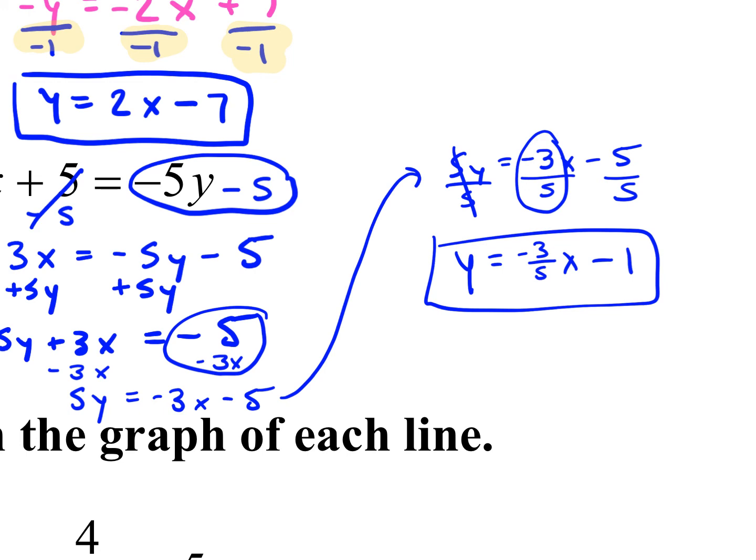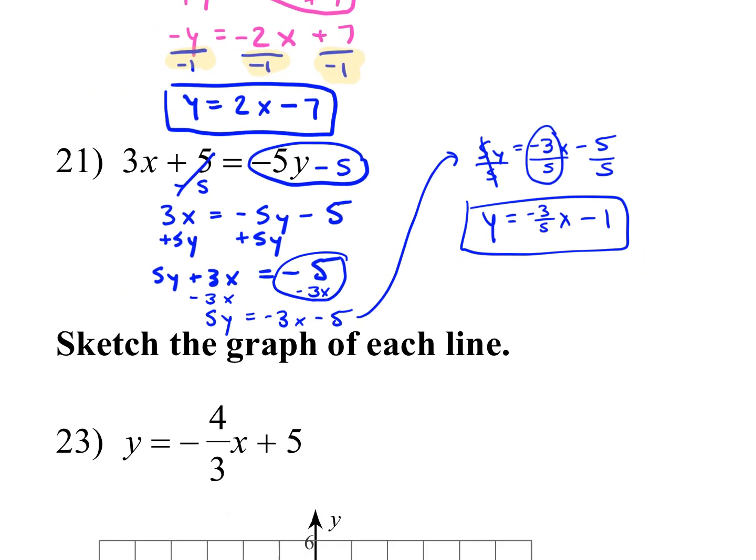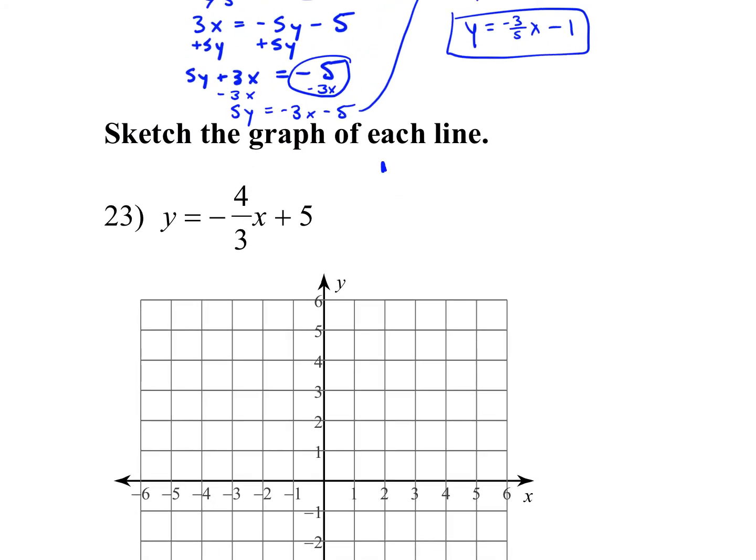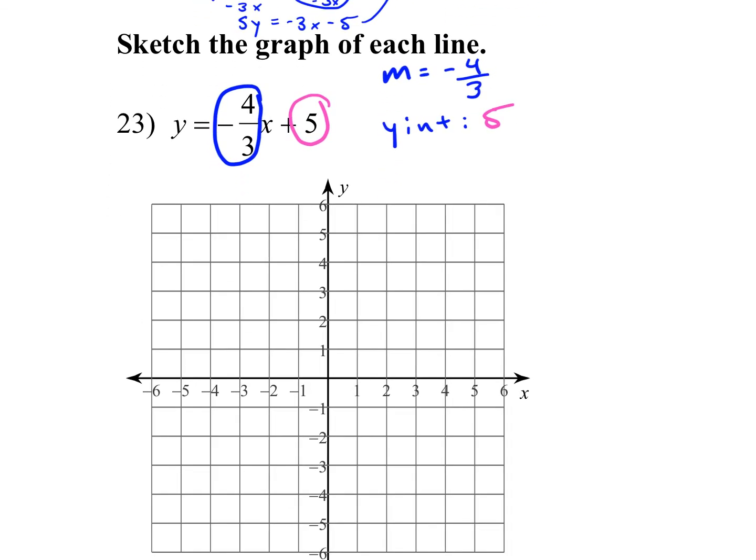Any questions? All right, 23, we have to sketch the graph. So I need to know my slope and my y-intercept. What's my slope? Negative 4 over 3. So slope is what comes before the x. What's my y-intercept? Five. So what do I put first on my graph? I go up 5. There's a point.